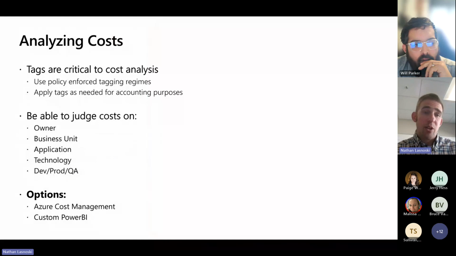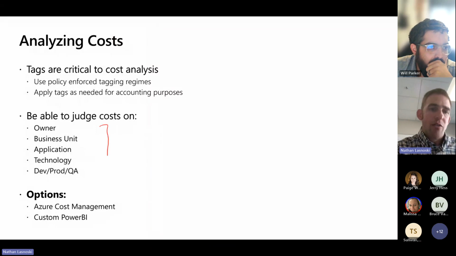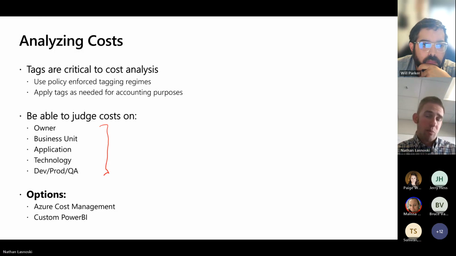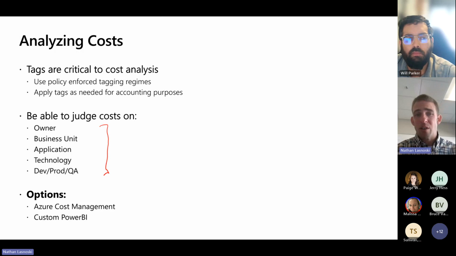But the most important thing to be able to do that is to be able to analyze those costs. So tagging, applying tagging across the environment, this is something that goes back to how you define your policy. But you need to be able to judge every one of your resources upon some of these contexts. So who's the owner, person, or group, the business unit it's associated with or functional domain, the application it's supporting, the technology, as well as dev, product, QA, because that then allows us to be able to make intelligent choices around those costs. And you have a variety of options to be able to do that slicing and dicing, but Azure Cost Management does a pretty darn good job of allowing us to look at those costs.